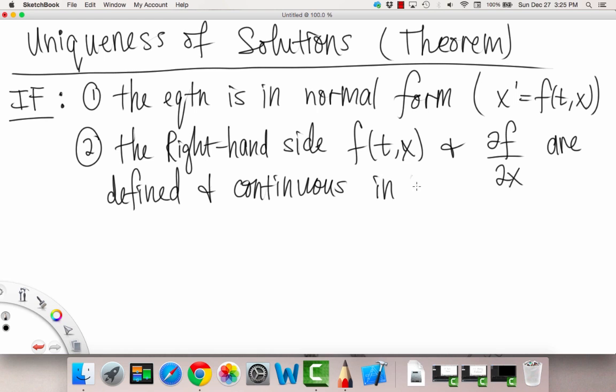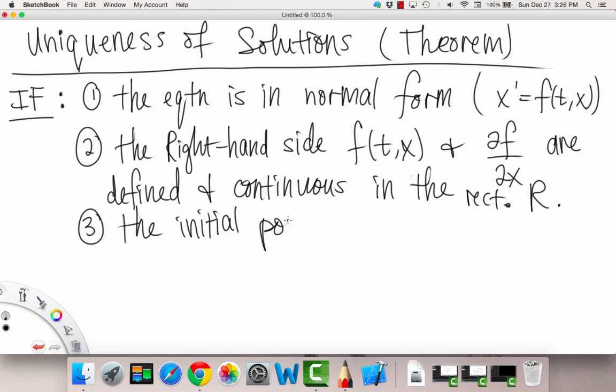Again, we'll say in a rectangle R, meaning t stays between certain values and x stays between certain values. The third hypothesis is that the initial point, or initial condition we're given, usually some t naught, x naught, is in R. It has to be inside for this theorem to even apply. So these are the 3 hypotheses for the uniqueness theorem.